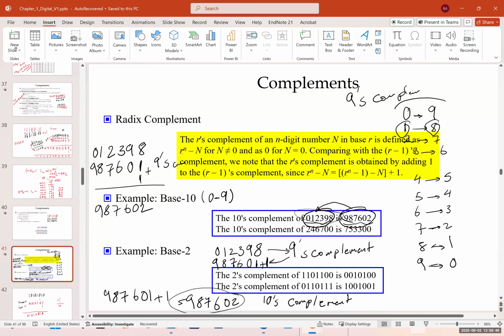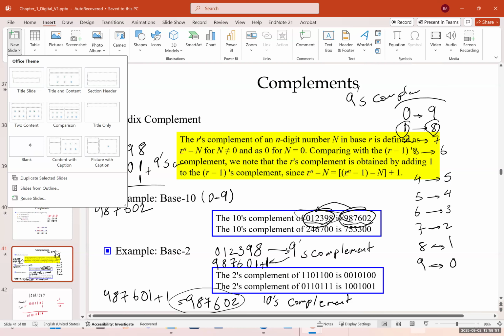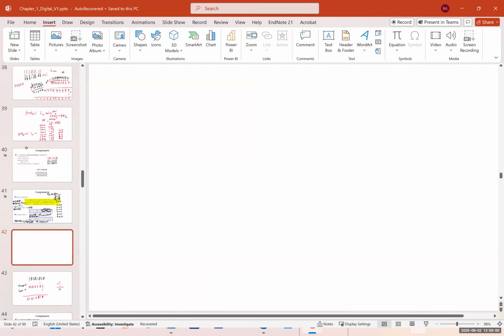Let me solve a few more. I know it's a little confusing. Keep this number in mind, 987602, and write it down. So the number was what? 012398. Am I correct?